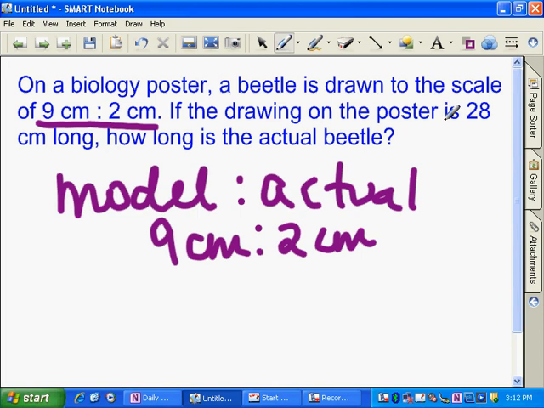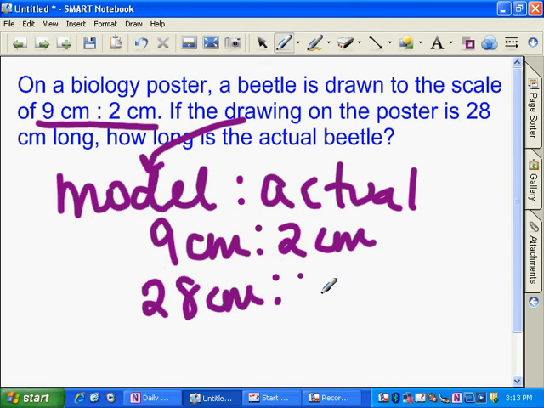If the drawing on the poster is the model, this drawing, that's our model, okay? So if the drawing on the poster is 28 centimeters, how long is the actual beetle? And so you can see here we're figuring out the actual, so that's why we're going to put our X underneath the actual. So 9 centimeters on the model is 2 centimeters actually, so if it's 28 centimeters on the model, how big is it actually?